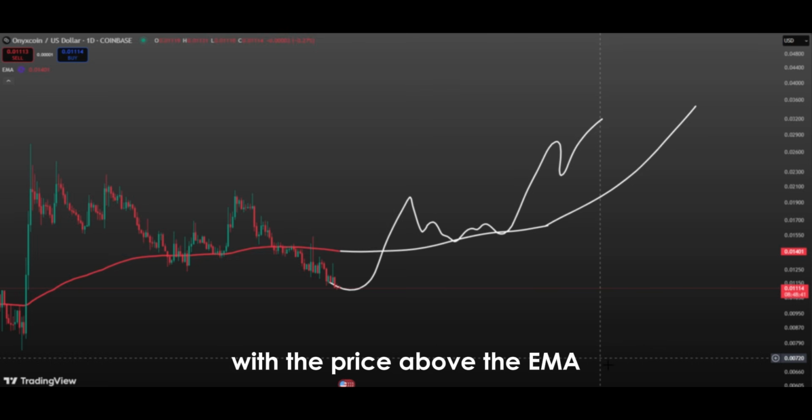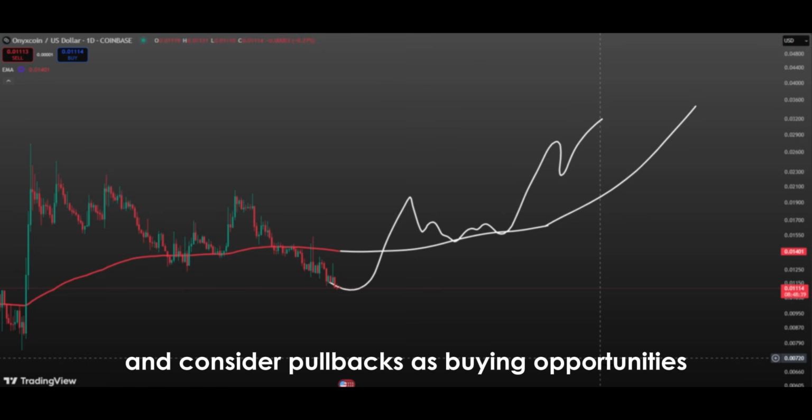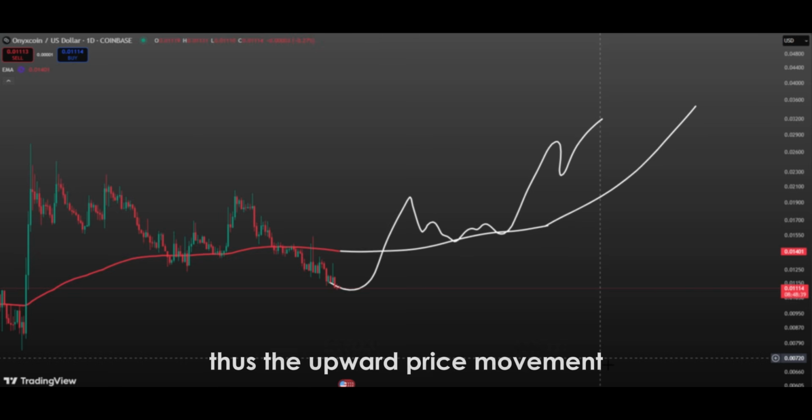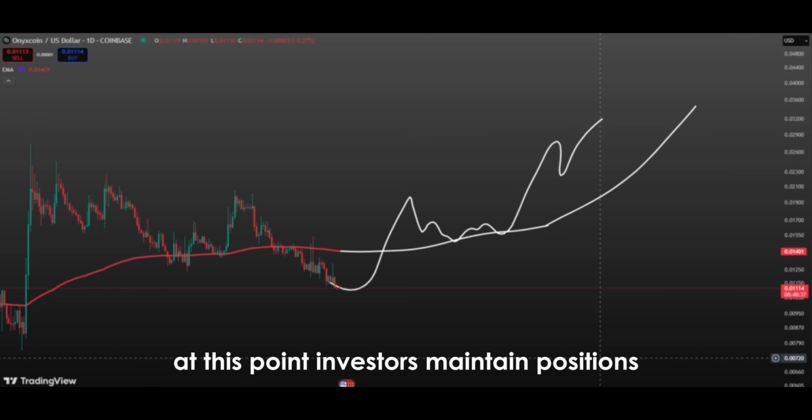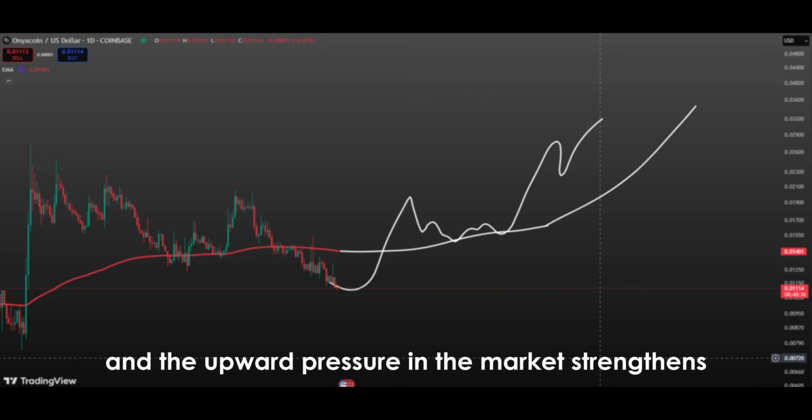With the price above the EMA, traders begin to see this level as strong support and consider pullbacks as buying opportunities. Thus, the upward price movement is no longer just a temporary fluctuation, but is considered the start of a solid trend. At this point, investors maintain positions, make new purchases, and the upward pressure in the market strengthens.